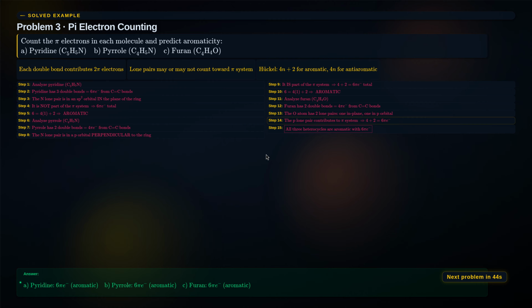Step 3. Analyze furan. Furan has 2 double bonds, 4 pi electrons from carbon-carbon bonds. The oxygen atom has 2 lone pairs, one in plane and one in a p orbital. The p lone pair contributes to the pi system, giving 4 plus 2 equals 6 pi electrons. All 3 heterocycles are aromatic with 6 pi electrons.